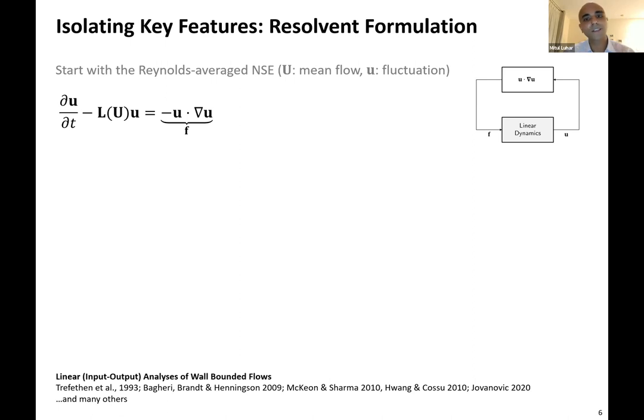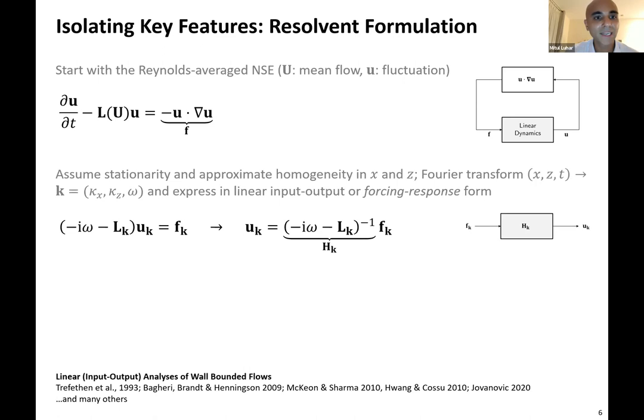And in the context of this input-output framework, this convective nonlinearity is essentially treated as a forcing. It exists, but we don't care too much about the details of this forcing. Since we're looking at wall-bounded turbulent flows, it's reasonable to assume stationarity in time and approximate homogeneity in the streamwise direction x and in the spanwise direction z. And so we can Fourier transform in x, z, or z, as we like to call it here in the US, and time, which means that we can express our forcing response form of the Navier-Stokes equations in Fourier space.